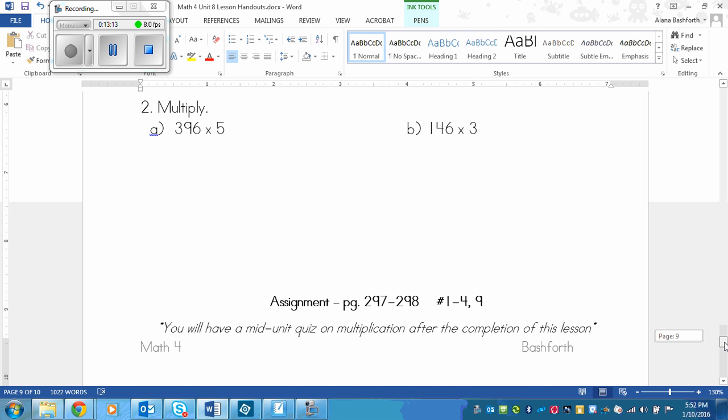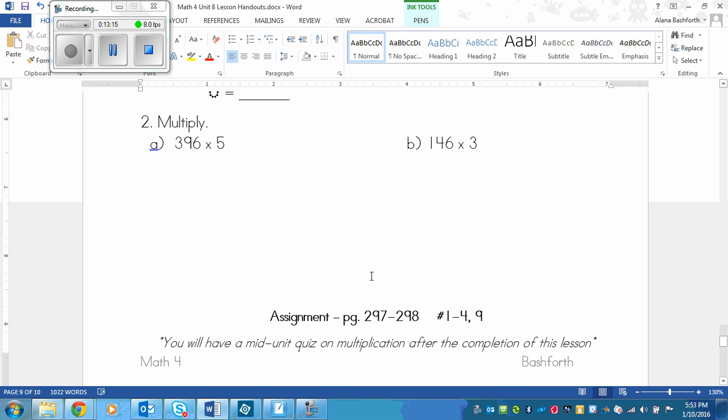So, all right. So this is your assignment here, but before I get to that, you need to know that you're going to have a mid-unit quiz on multiplication after you're done this lesson. So after you're done the textbook assignment and the BLM, then you will have a quiz so that we can see if you're ready for division. Okay, so your assignment is on page 297 to 298, and it's numbers 1 to 4 and 9.